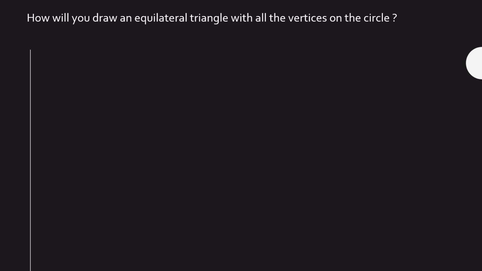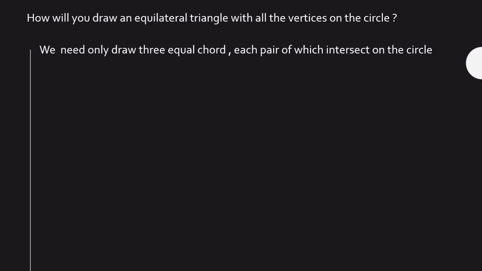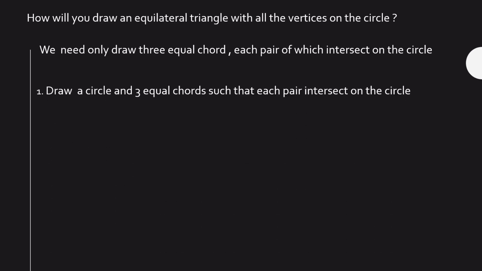Now, we need to draw 3 equal chords, isn't it? Such that each pair intersect on the circle. So we need only draw 3 equal chords, each pair of which intersect on the circle. So draw a circle and 3 equal chords such that each pair intersect on the circle. All of you quickly draw a circle and draw 3 equal chords.